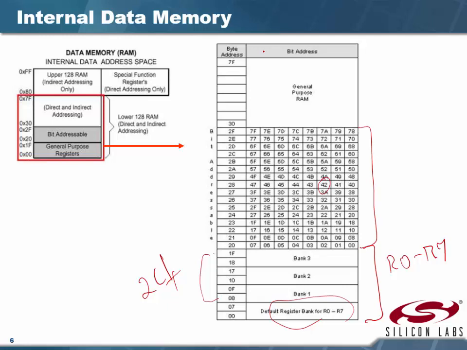Generally, in most cases, you can start at 20 if you don't have anything bit addressable, or you can start at 30 if you want to use the bit addressables. The bit addressables are typically used for things like Boolean flags, true or false.